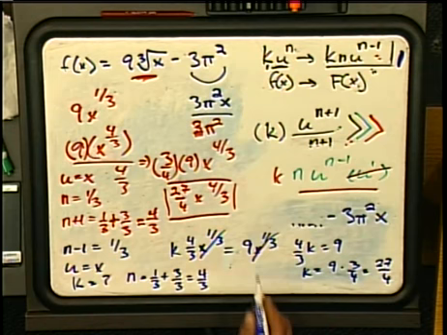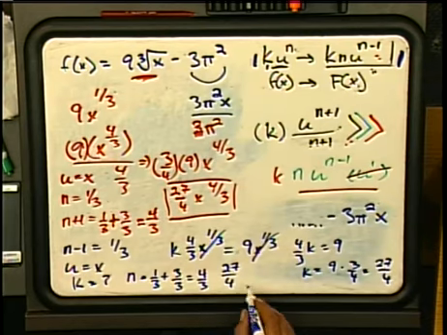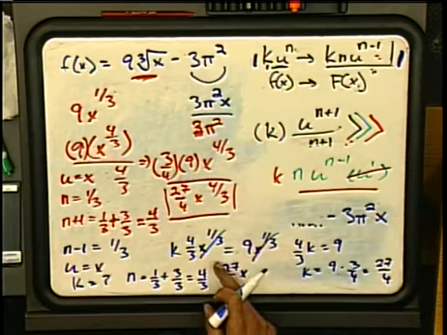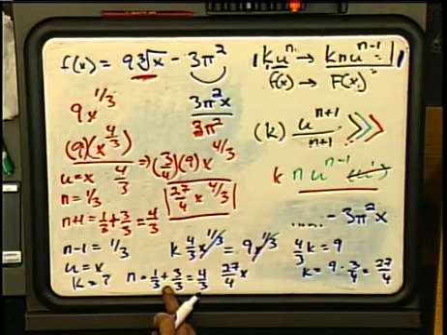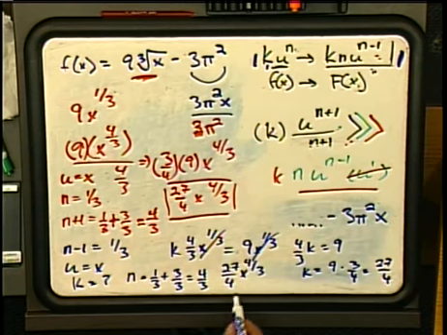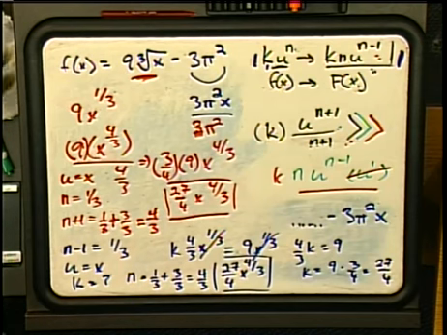Rewrite it like this, where k is 27 over 4, u is x, and n is 1/3. N equals 1/3 plus 1 equals 4/3. And it's 4/3. Is that what we got? Yeah. 27x to the 4/3.